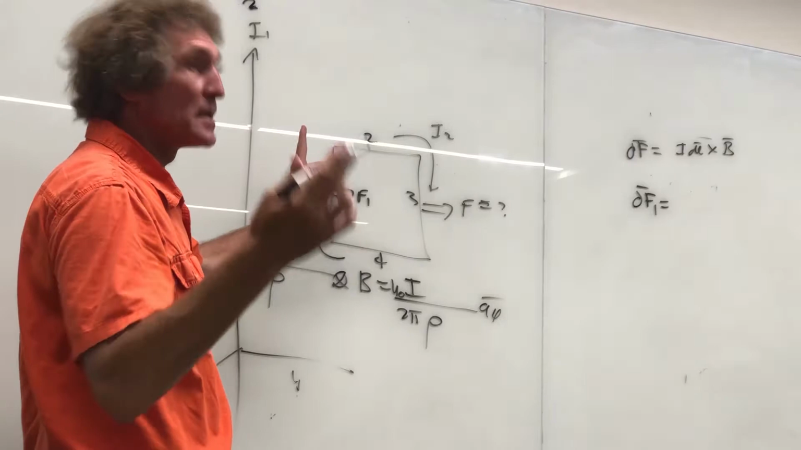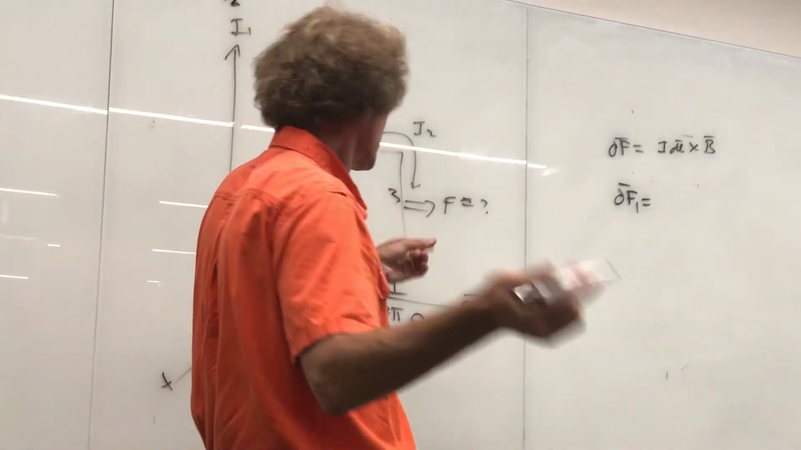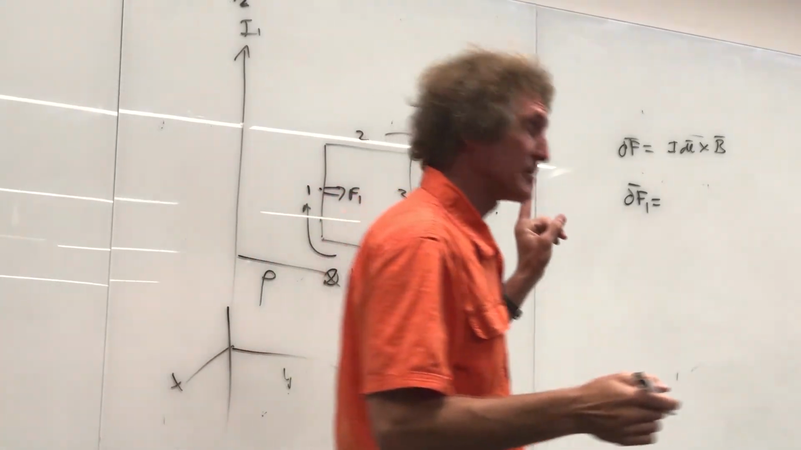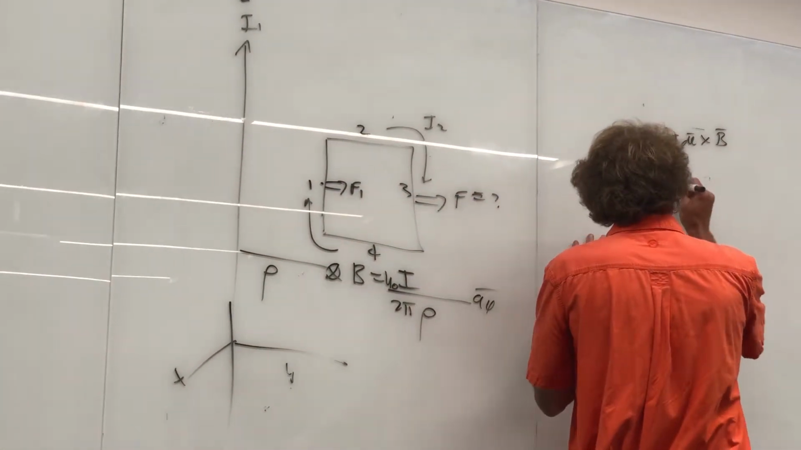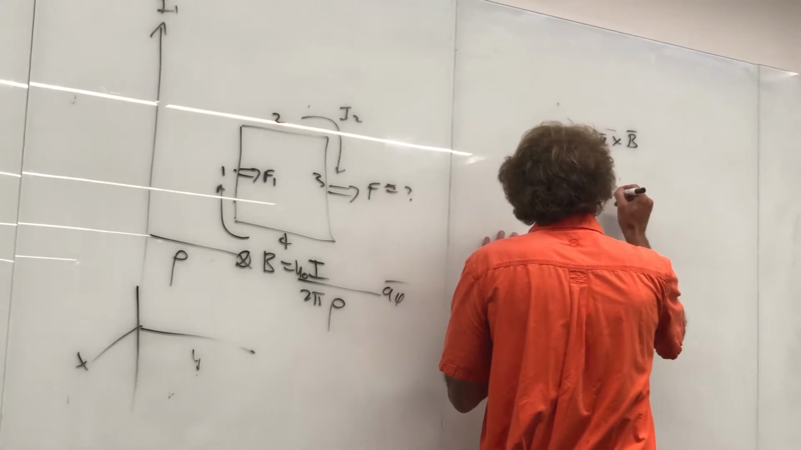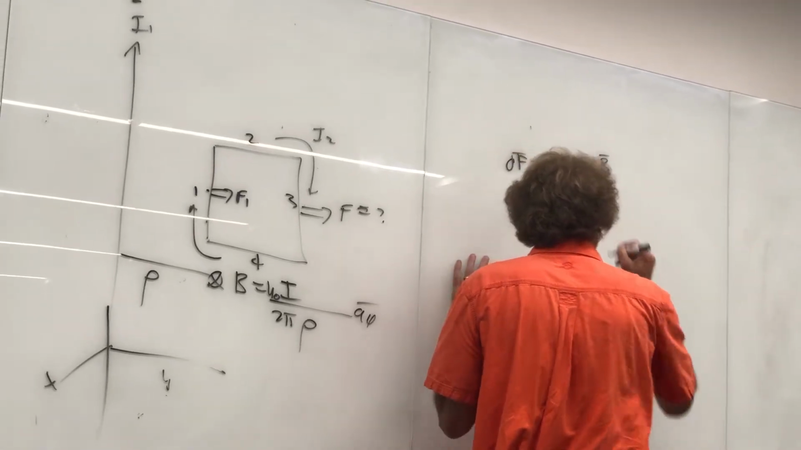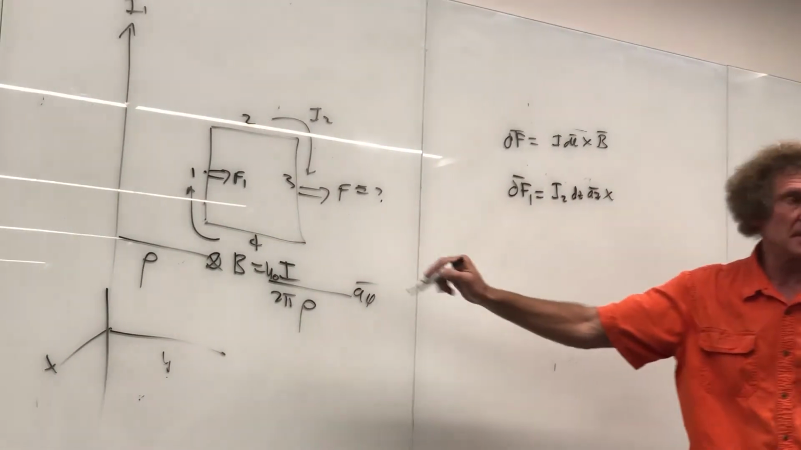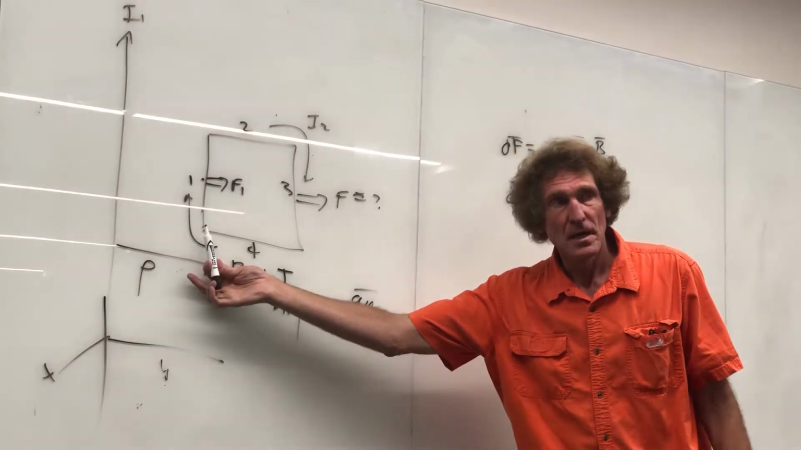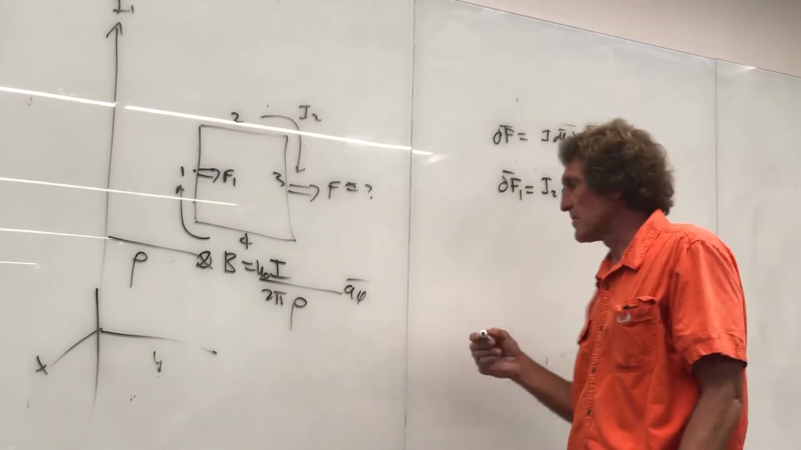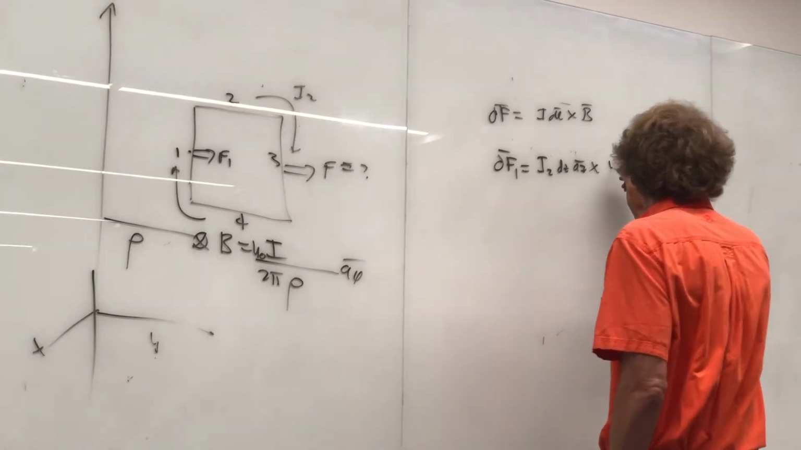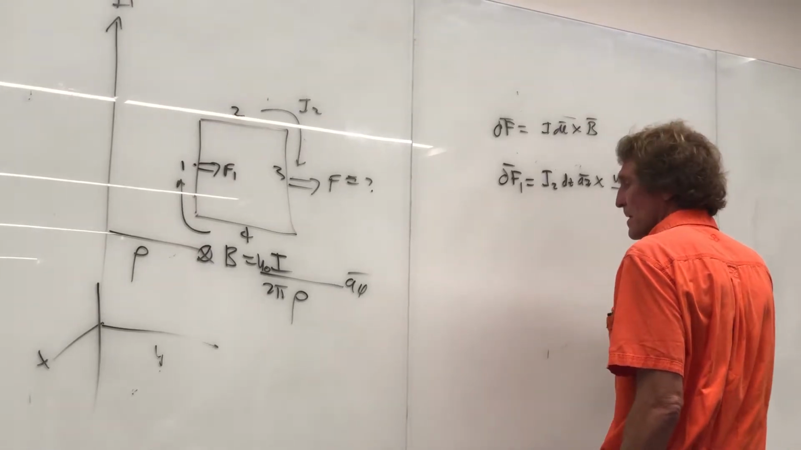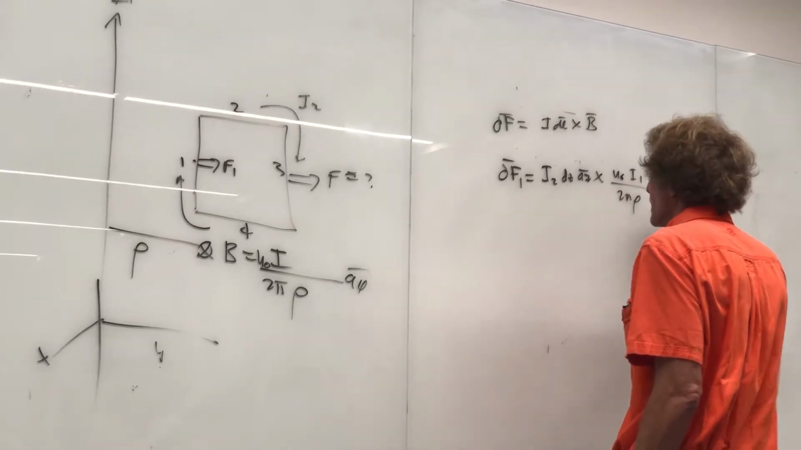IDL is AZ in the Z direction, so it would be just I2 in this case, right? I2 dz az, so make sure you put that down. So it's I2 dz az crossed into the B field, right? The B field is going to be the same no matter what. It's just that the intensity here will be stronger than the intensity here because it falls off as 1 over rho. So I have times mu 0 I1 over 2 pi rho a phi.